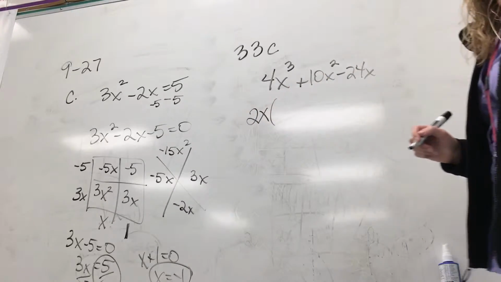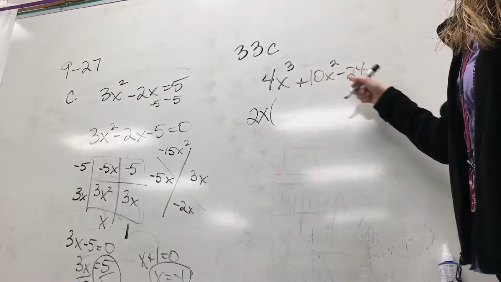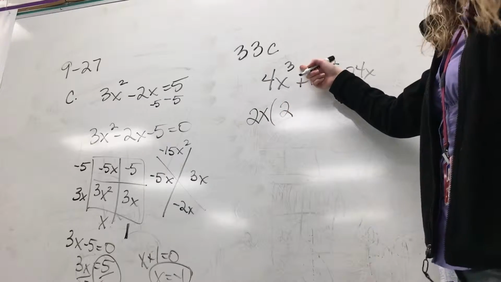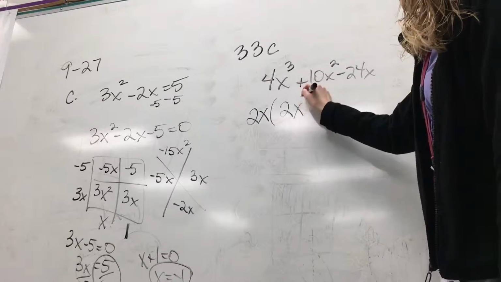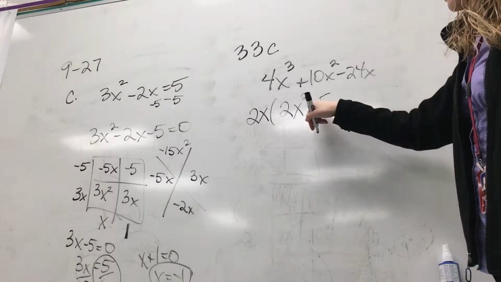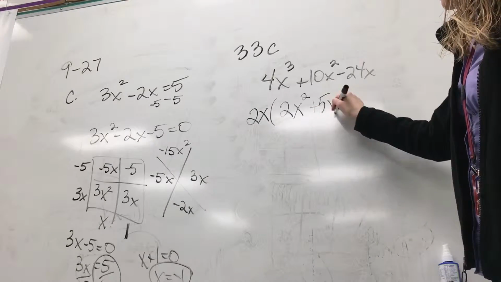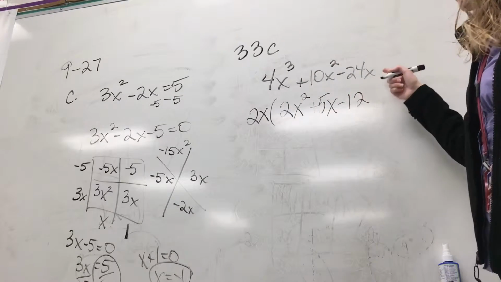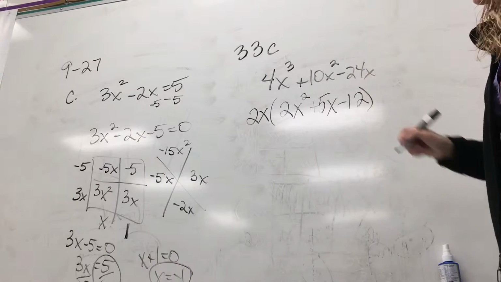So just like we did in the other problem, I'm going to divide the numbers by 2 and take away an x from everything. So 4 divided by 2 will be a 2. X to the third, take away an x is x squared. 10 divided by 2 is a 5. Take away an x from an x squared is just an x. Negative 24 divided by 2 is negative 12. Take away an x from an x, there's no x's left.